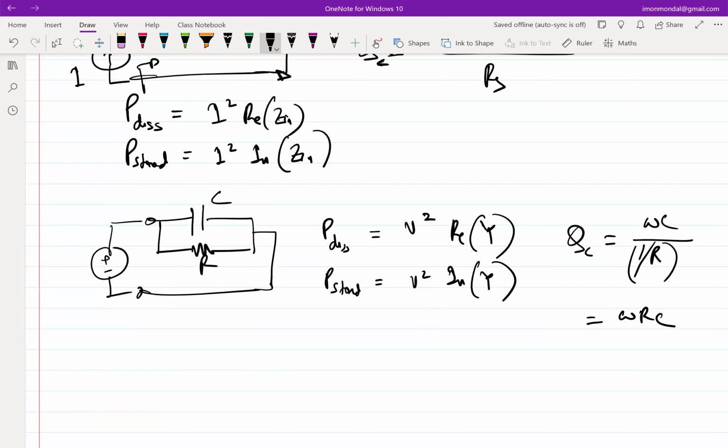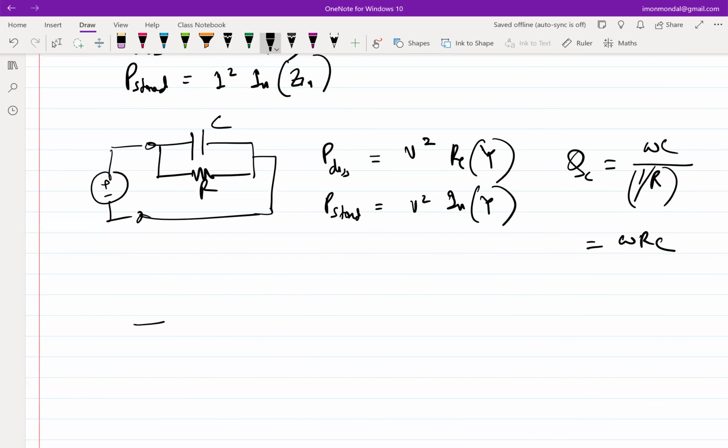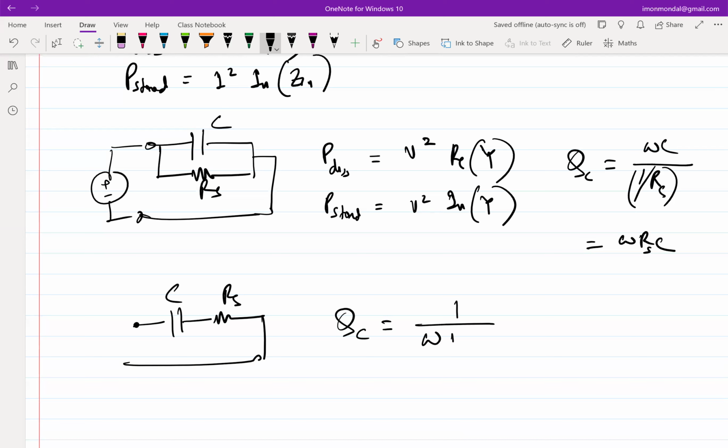But let's say I have a different configuration where I have this. So what will be the component Q now without writing out a bunch of equations? It will be 1 over omega RSC, right?